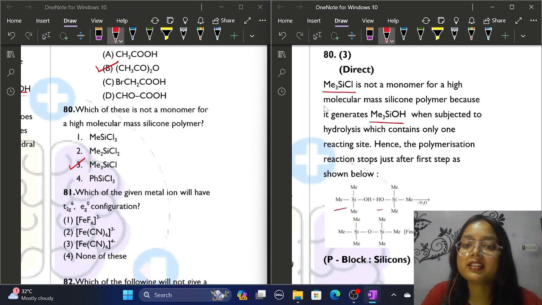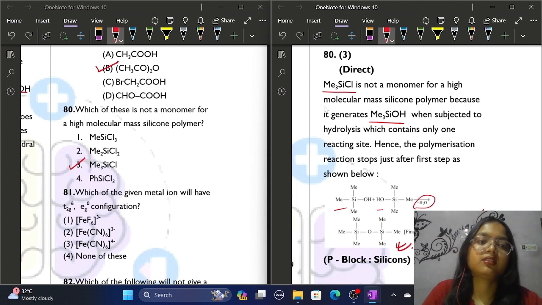Okay, this is the structure. On hydrolysis, it will generate this Me3SiOH. Okay, hence the polymerization reaction just stops after the first step. So this should not be there. This will be only from the dimer. No further polymerization will occur. So therefore, it is not a high molecular mass polymer.